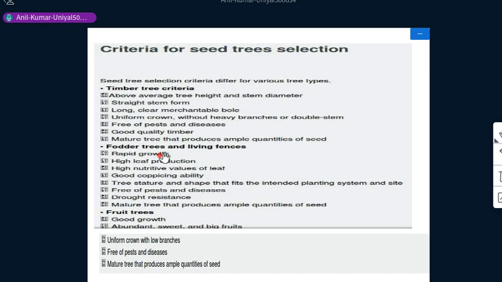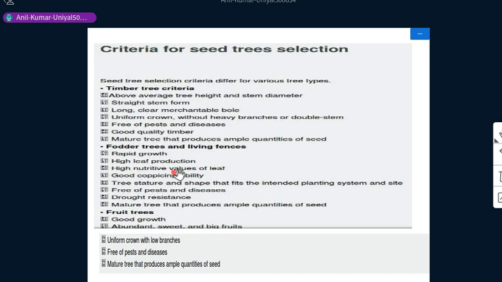Mature trees that produce an ample amount of seed, as we are looking for seed collection and selection of trees for that purpose only. Then the second category is fodder tree, and what are the desirabilities for fodder tree selection, as the ultimate aim is to collect the seed. There should be rapid growth of the twigs, new twigs, as the fodder is lopped every year in particular seasons, and it is assumed that it should be renewed, or a new flush should come immediately. That's why rapid growth is desired for fodder trees.